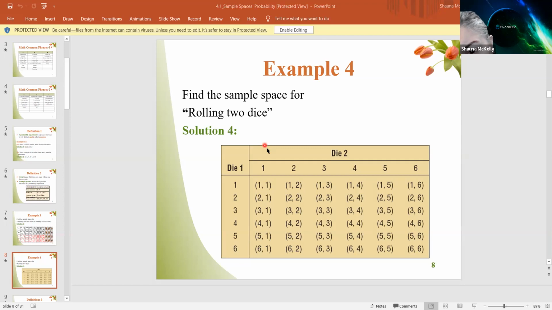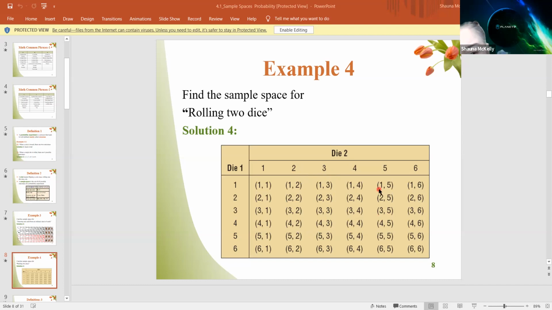Notice that 1, 2 here is a different outcome than 2, 1 right here. That's why it's listed twice. This means you rolled 1 on the first die and 2 on the second one. This means you rolled 2 on the first one and 1 on the second one. So if you have 2 dice, there's 36 outcomes. Okay. So these are the possible outcomes.